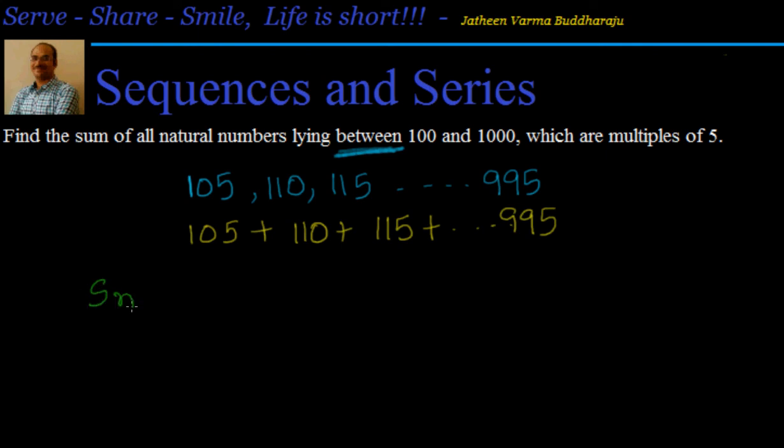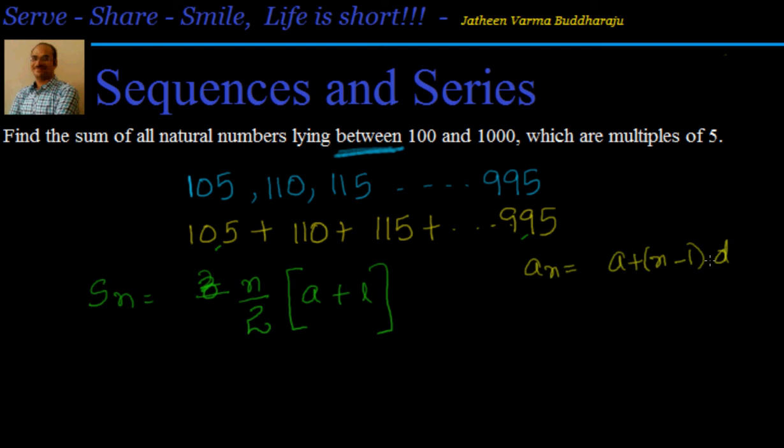What is the formula I have to apply? I have to apply Sn equal to n by 2 into a plus l. But the problem is, I don't know what n is. I know a is 105, I know l is 995, but I don't know what n is. To find out, what I will do is I will apply an equal to a plus n minus 1 into d. I know d equal to 5, I know a equal to 105.